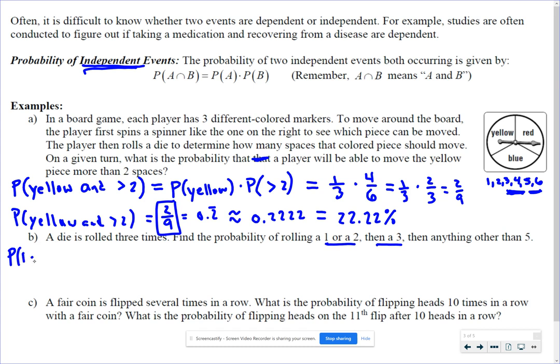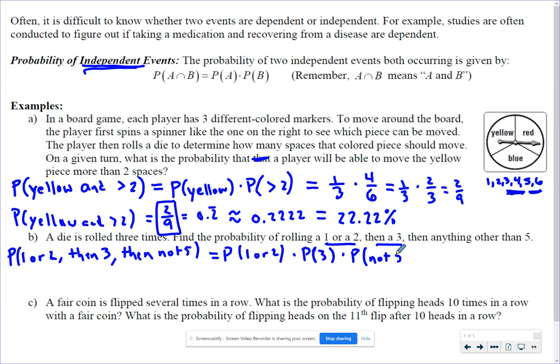So we want the probability of a 1 or 2, then a 3, and then anything other than 5. So we'll just say not 5. Since those events are independent, we will do the probability of a 1 or a 2, times the probability that the second roll is a 3, times the probability that the third roll is not 5.